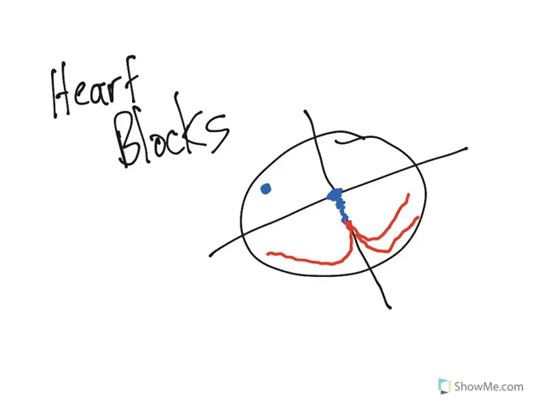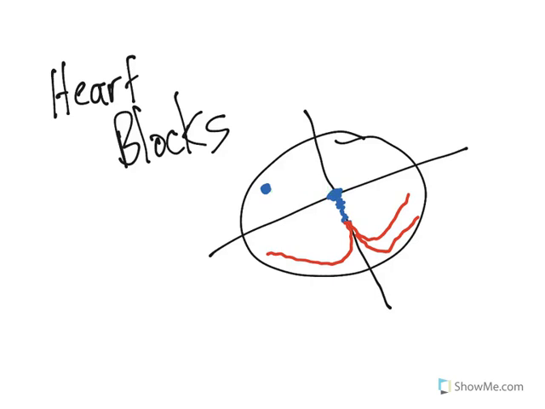Okay? So second degree type 1. Well, what happens is the electrical signal comes down, and then there's sort of a progressively slowing electrical conduction through the AV node. And so what you'll probably see is in the first one that the PR interval is normal, and then the PR interval gets a little longer and a little longer, and then eventually, you ain't going.